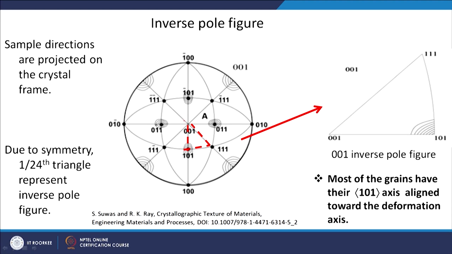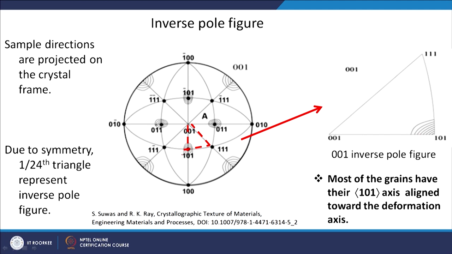So, this is what we call axisymmetric processes. In that, because the strain is only in one direction, you get a very symmetrical deformation. In that case, you can easily plot only the inverse pole figure. What do we mean by inverse pole figure? You can take one particular triangle, there are 24 triangles and all are symmetrical. So, any one triangle I can take, and that I am plotting here.